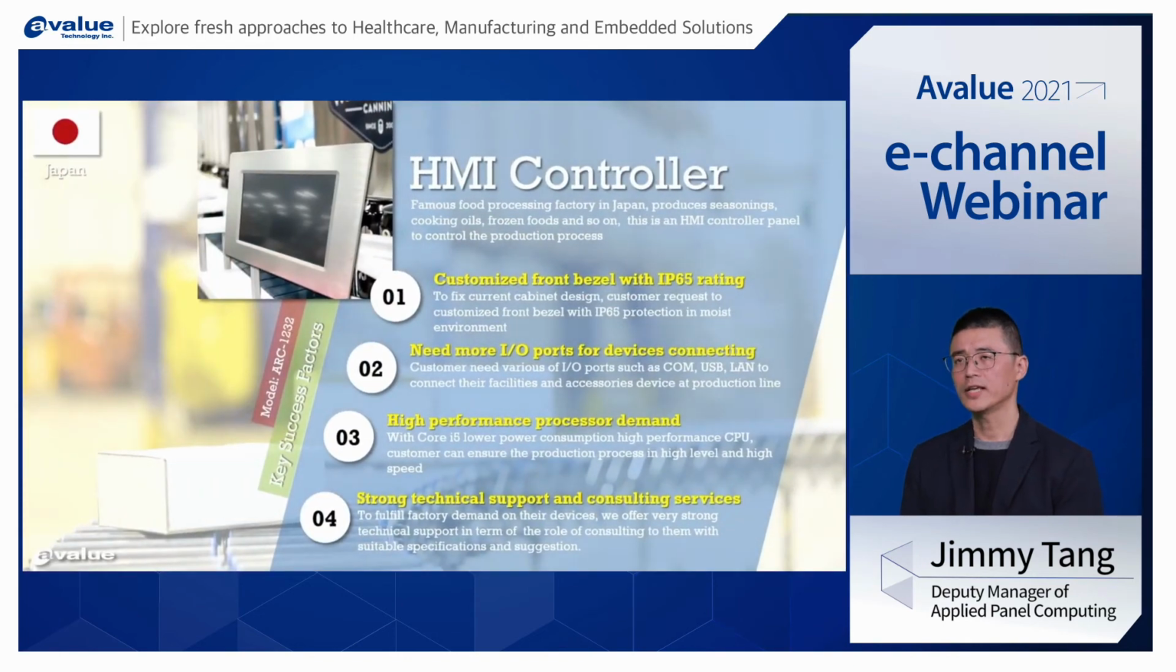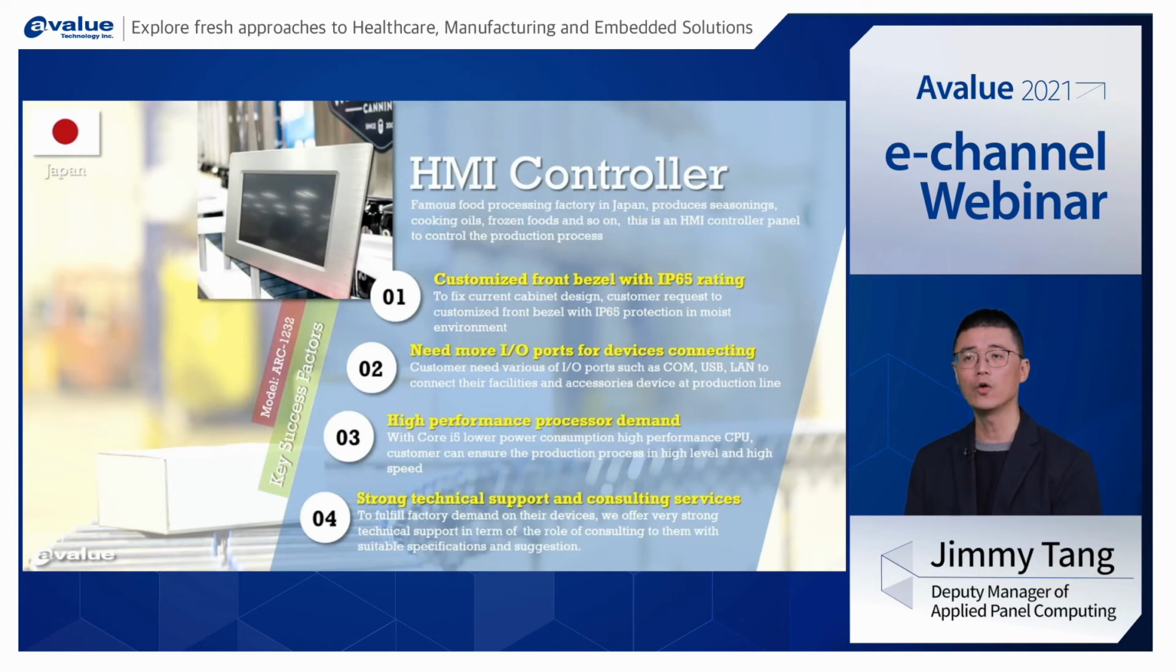And the next case I would like to share with you is from a Japan company. This is a very famous food factory company in Japan, and they requested an HMI controller. As you see in the pictures, we customized the front bezel to fit their cabinet. Actually, this is a replacement for their next generation of products. They are very concerned about the IP65 rating, so when we customized the front bezel, we focused on waterproofing and improvement.